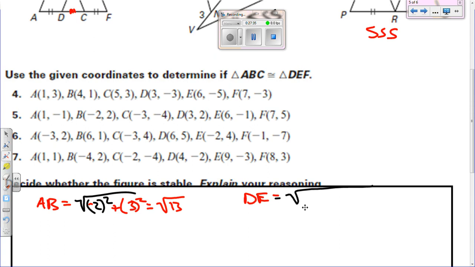Check DE. Negative 5 minus a negative 3. That gives you negative 2 squared. Then 6 minus 3, which is 3 squared. So that gives you square root of 13. So far, so good.